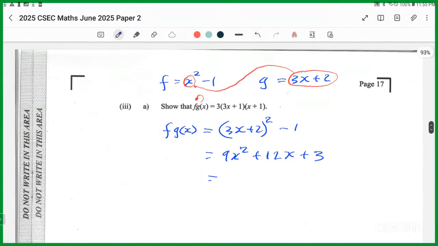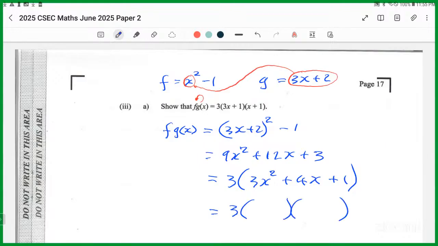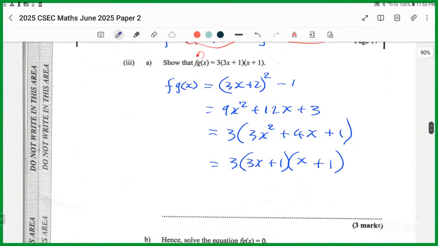We're going to factorize the 3 out and get 3 times 3x squared plus 4x plus 1. And then this inside here factorizes. I have to show my working because that's what it asks. So it's 3 times two brackets: 3x and x, 1 and 1. All the factors of 3x squared are 3x and x. And all the factors of 1 are 1 and 1. So all signs are positive. Positive, positive. Therefore, shown.